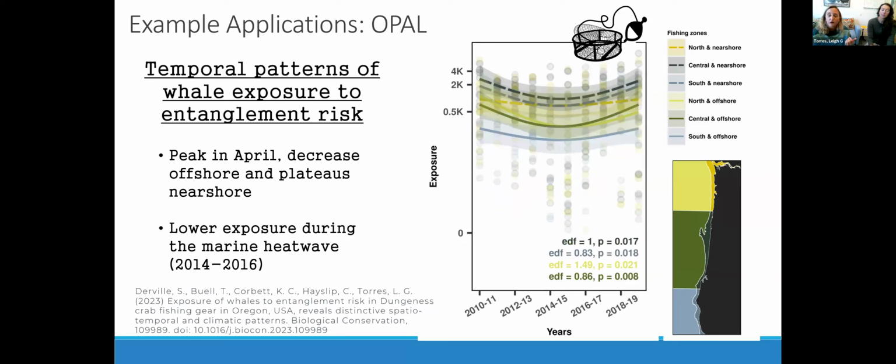And what we found was that during the 2014, 15, and 16 period, when we had the marine heat wave here in Oregon waters, the exposure of baleen whales to fishing effort from the Dungeness crab fleet actually declined. And we think that's because the conditions in Oregon waters for baleen whales weren't very good. There just wasn't a lot of prey around, so there weren't a lot of whales around in our area.